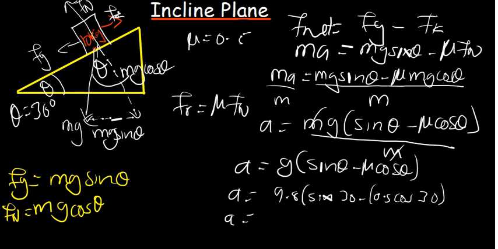This answer times 9.8. Okay, I'm getting my acceleration as 6.84 times 10 to the power negative 3 meters per second squared, meaning the object was moving at a very, very slow rate. So that is how we can calculate the acceleration when we have friction force.